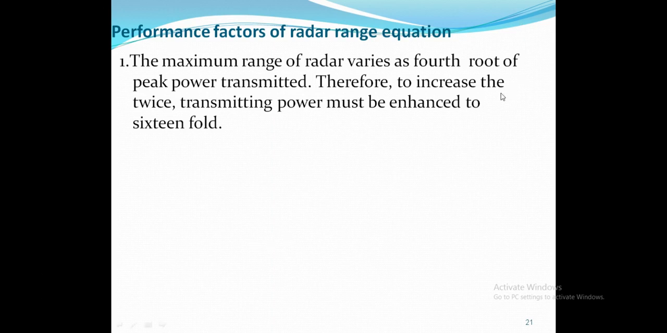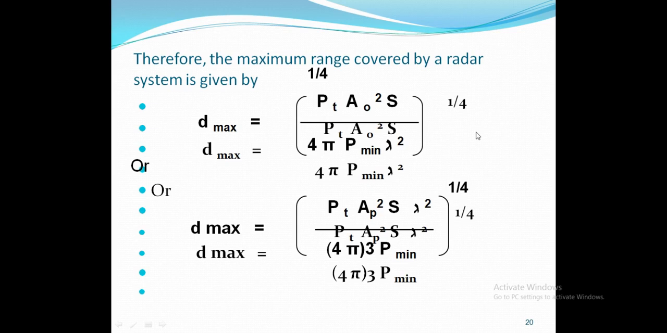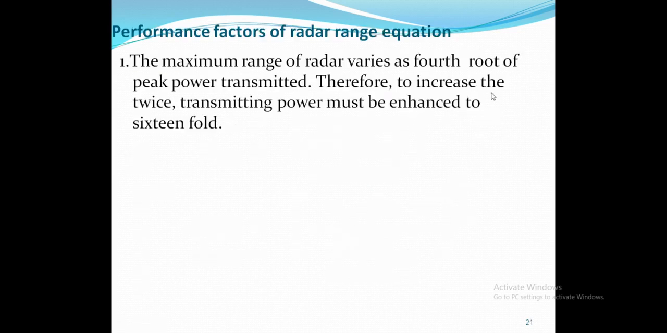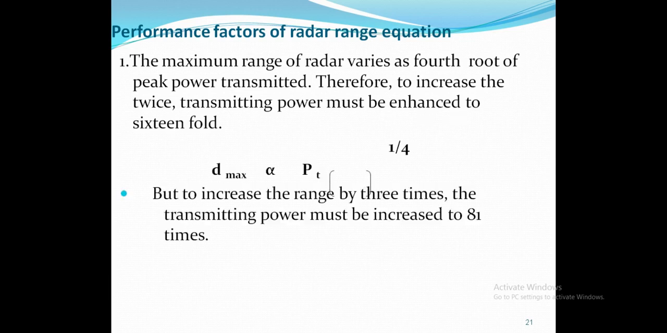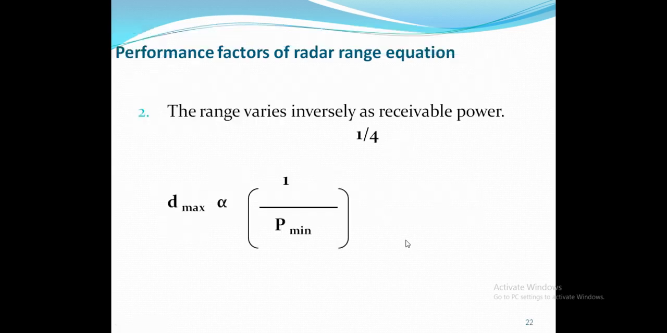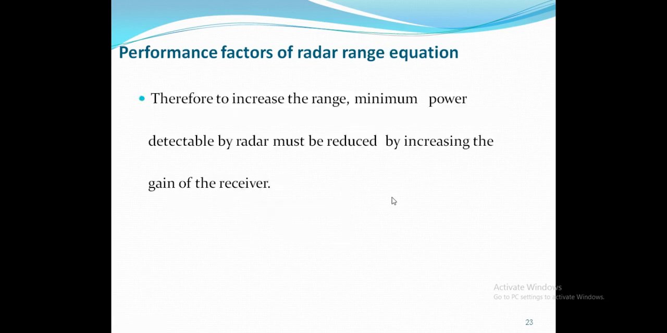Here are the performance factors of the radar range equation. The maximum range of the radar varies as the fourth root of the peak power transmitted, that is to the power of 1 by 4. Therefore to increase the range twice, the transmitting power must be enhanced 16 fold. To increase the range by 3 times, the transmitting power must be increased 81 times. The range varies inversely with the minimum receivable power.